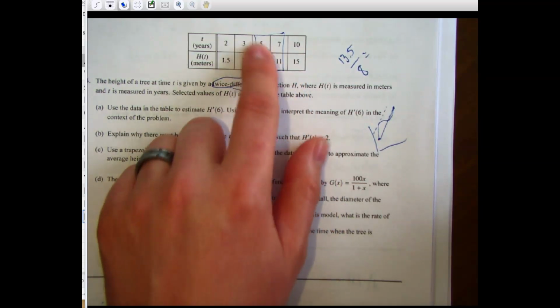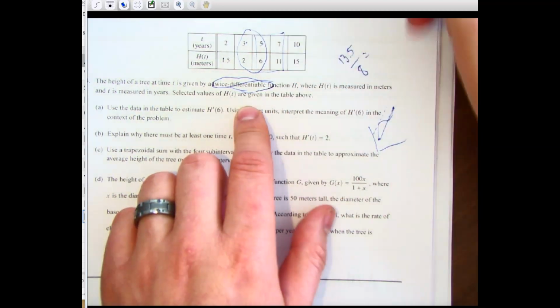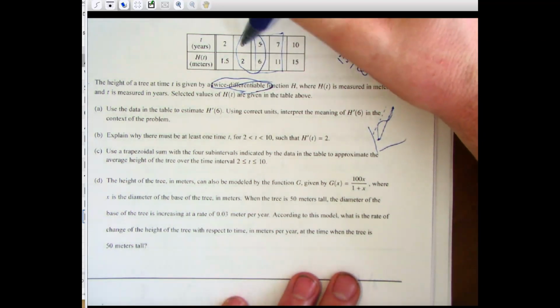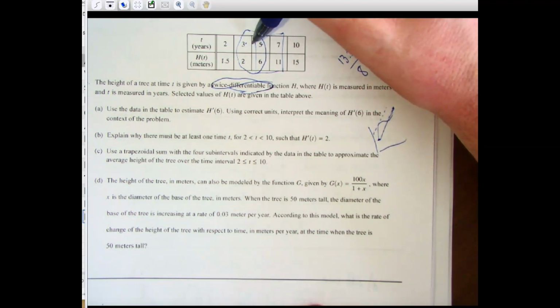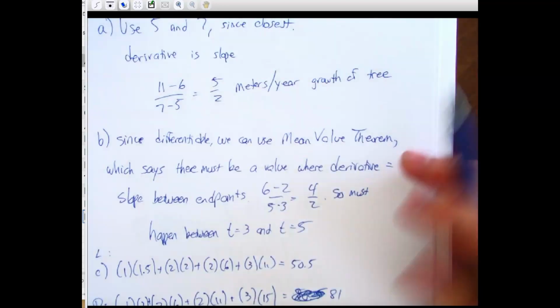But if I look here at these two, y2 minus y1 over x2 minus x1, I'd get 4 over 2. And so if the slope between those 2 points is 2, we are guaranteed to get a derivative of 2 somewhere in between them. And since that's also in between 2 and 10, that's what we're going for.